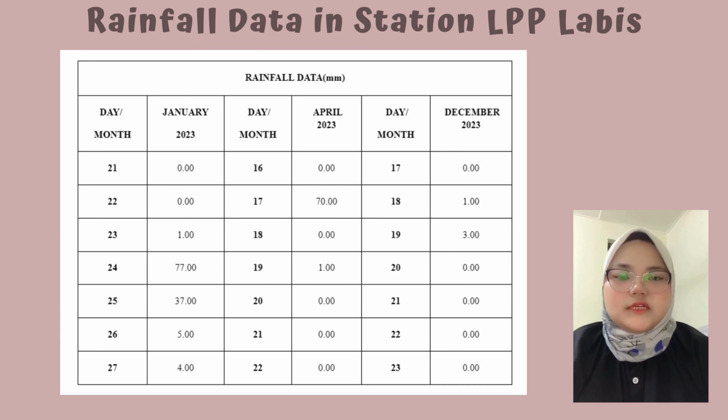So the last rainfall data is in station LPP Labis. The highest rainfall in January is on the 24th, which is 77 mm. April is on the 17th, which is 70 mm. And lastly, in December it is on the 19th, which is 3 mm.